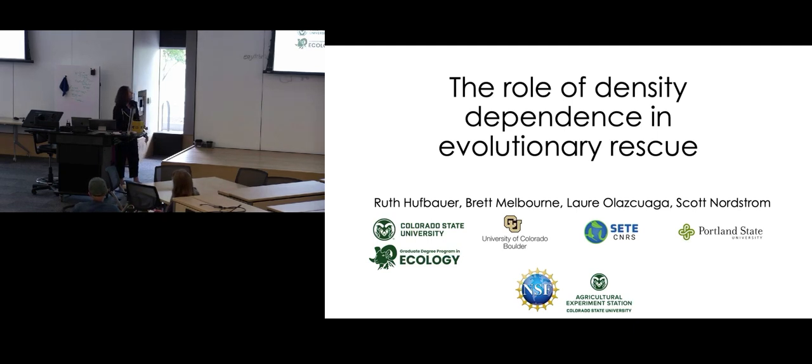So I'm going to start off talking about the role of density dependence in evolutionary rescue. And I want to acknowledge these fabulous collaborators who I've worked with on this, as well as NSF funding.